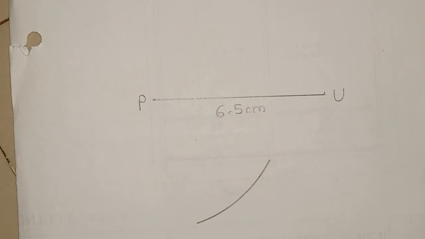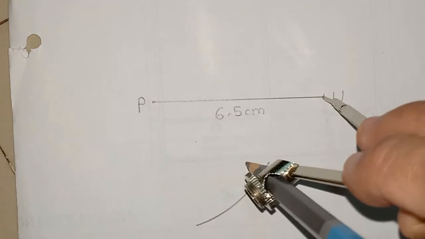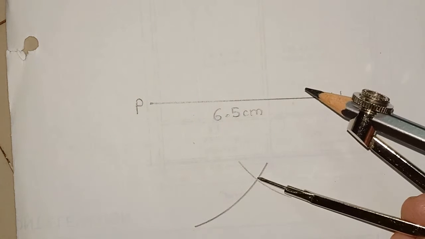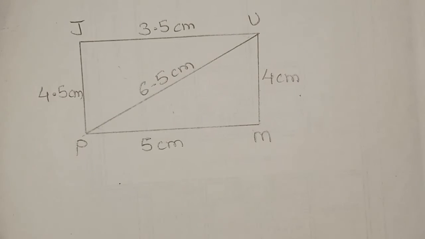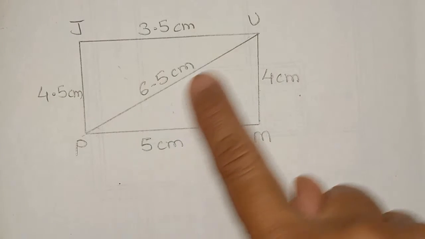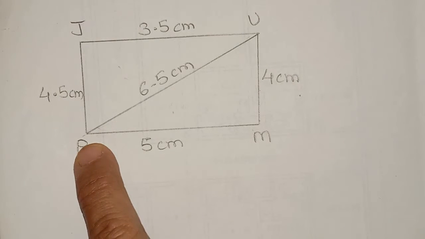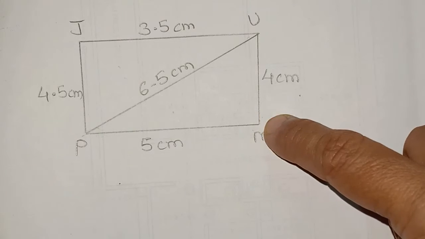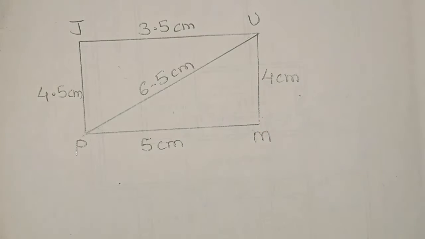Okay. Now take 4 centimeter distance in a compass and draw another arc from point U. Now this is the point of intersection, that is M. I will show you the rough diagram again. See here, we have drawn 6.5 centimeter, the line segment PU. Then we have taken 5 centimeter from the P and 4 centimeter from the point U. And the point of intersection is the M.